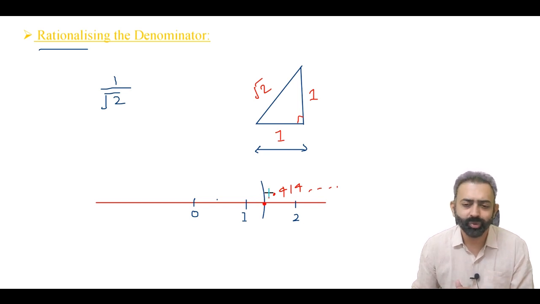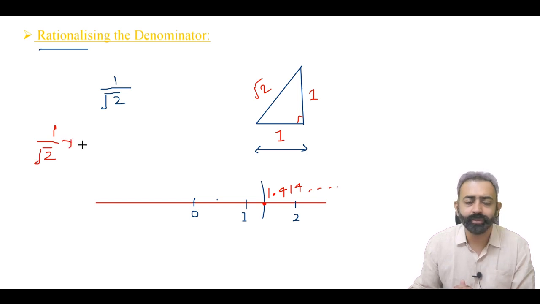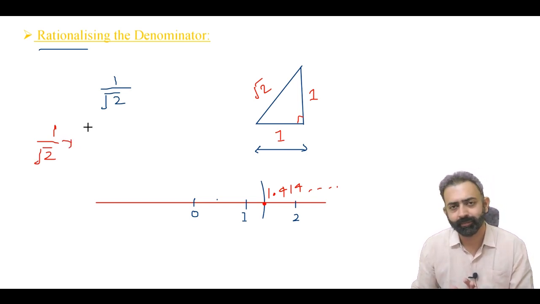So the point is, this root 2 exists in nature. If I write just root 2, it exists in nature. But when I write 1 by root 2, it does not make any sense. Why?